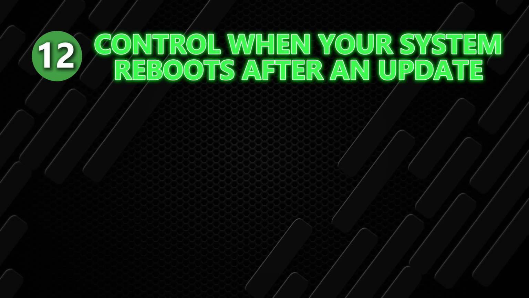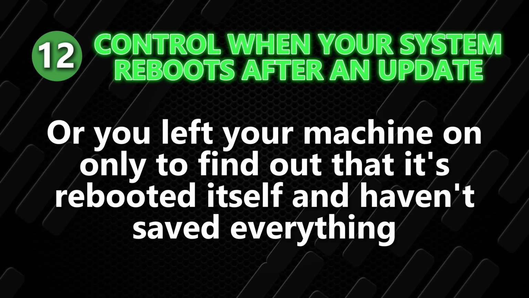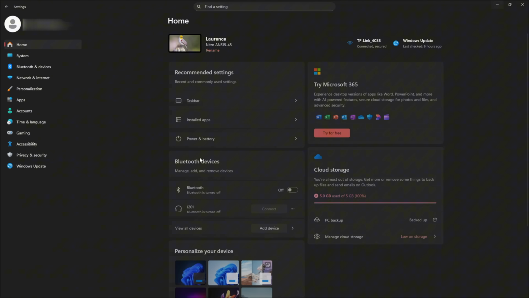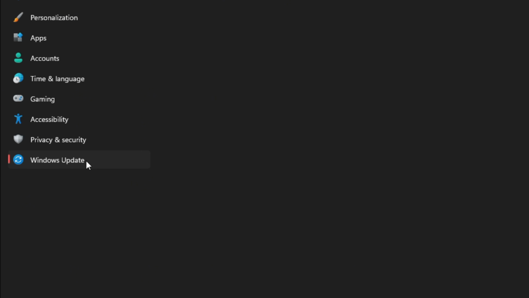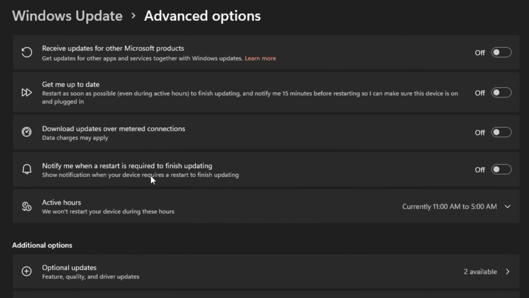All right, tweak number 12, control when your system reboots after an update. Few things are worse than Windows rebooting mid-session, or you left your machine on only to find out that it's rebooted itself and you haven't saved everything. So here is where we can turn off that automatic rebooting. Again, Start, Settings. Now we're looking for Windows Update and then Advanced Options. And then we're going to look for Notify Me when a restart is required and click Enable. This way, it'll send you a notification when it's time to restart instead of automatically rebooting for you. You stay in control then, not Microsoft.